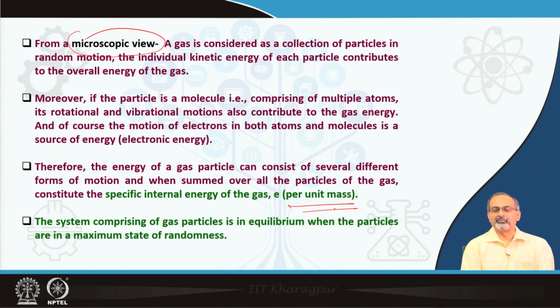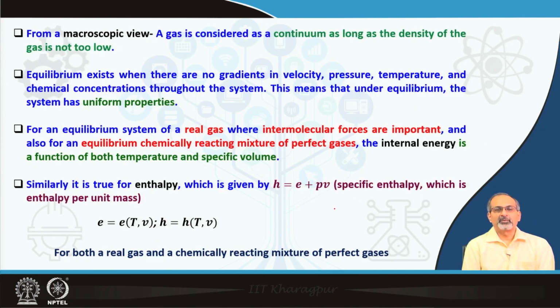Now, these will be better elaborated in the next week's lectures and subsequent lectures, where we talk about statistical thermodynamics aspects, where we delve deeper into the molecular picture. From a macroscopic view, that is the classical thermodynamics point of view, the gas is considered as a continuum as long as the density of the gas is not too low, or we are not looking at very small length scales which are comparable with the mean free path. Equilibrium exists when there are no gradients in velocity, pressure or temperature, as well as chemical concentrations throughout the system, and this means that under equilibrium the system has uniform properties.